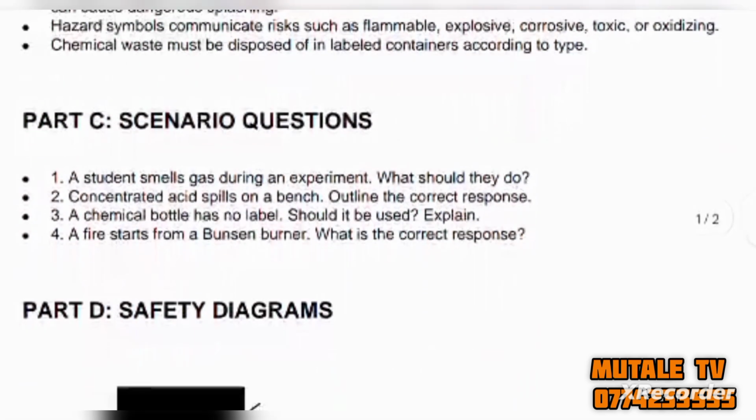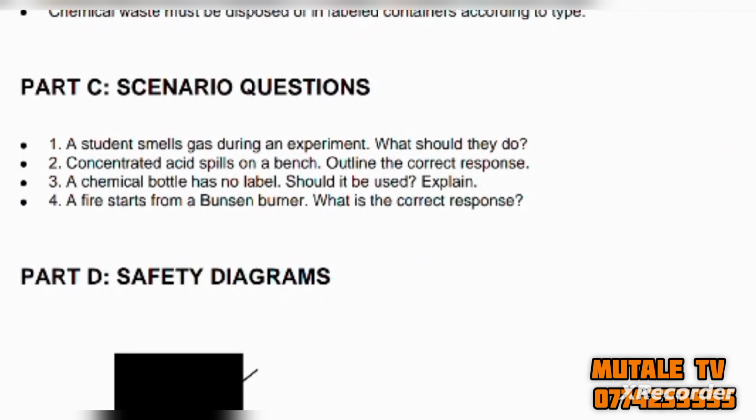Now, part C, scenario questions. Question 1: a student smells gas during an experiment. What should they do? Question 2: concentrated acid spills on a bench. Outline the correct response. Question 3: a chemical bottle has no label. Should it be used? Explain. Question 4: a fire starts from a Bunsen burner. What is the correct response?